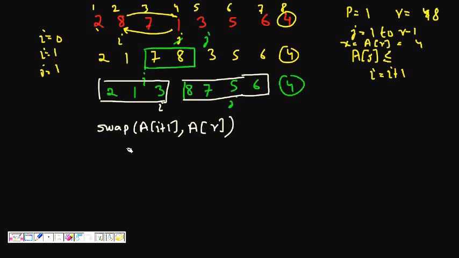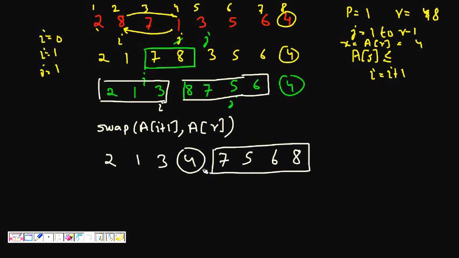Okay, so now let's see what happens. So 2 1 3 and then 4 7 5 6 and 8. So this pivot comes to its correct position, which is 4, and 7 5 6 8 is on the right and 2 1 3 is on the left. Okay, so now we see that in this one we have the pivot element which is fixed, and so this way we have a first partitioning.